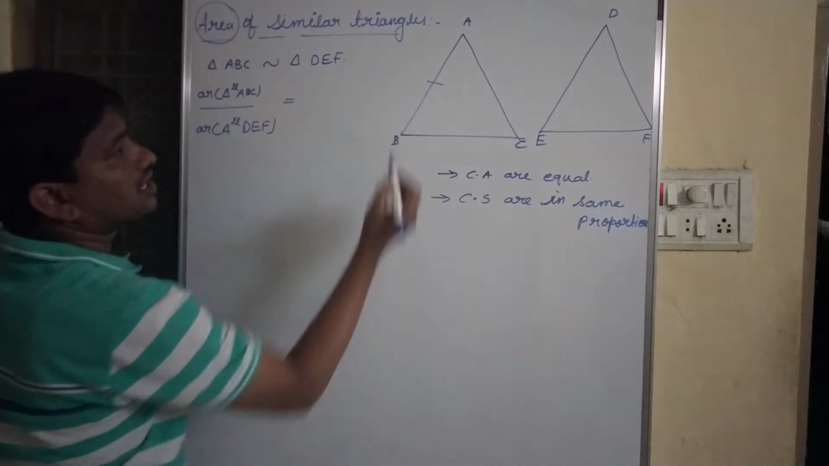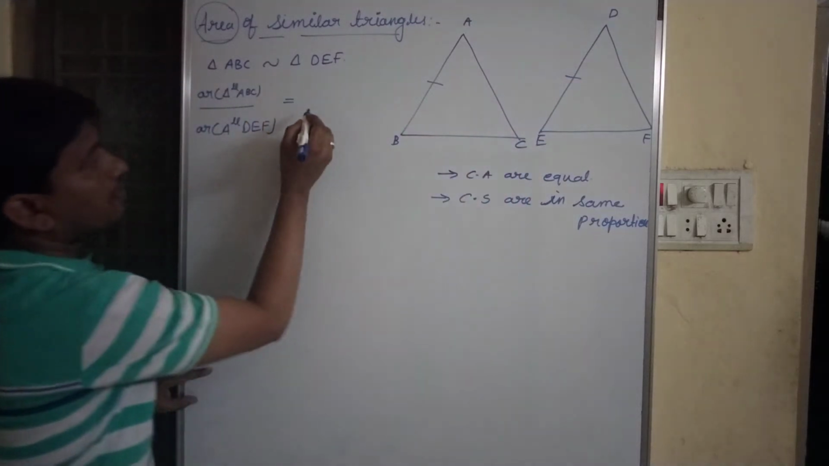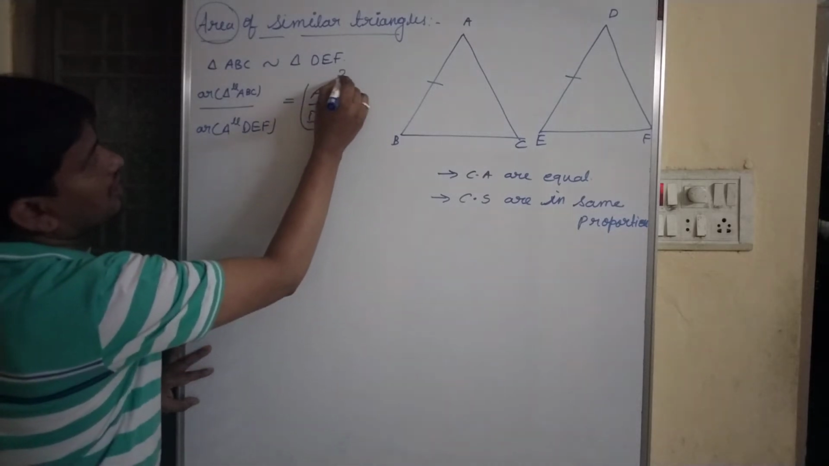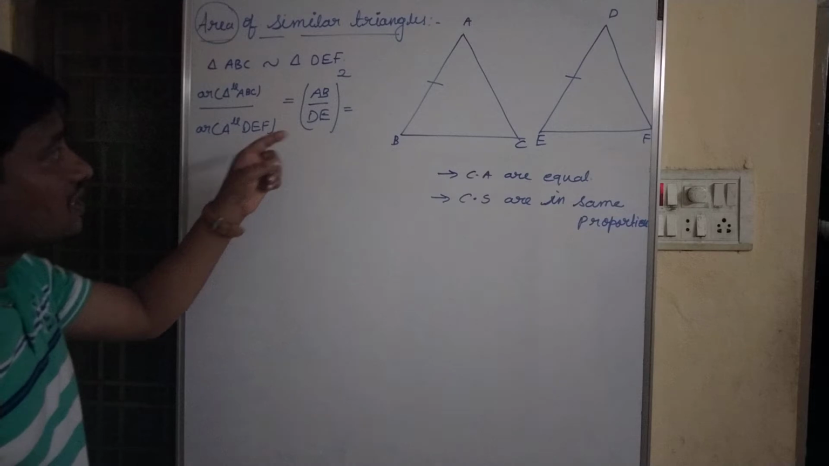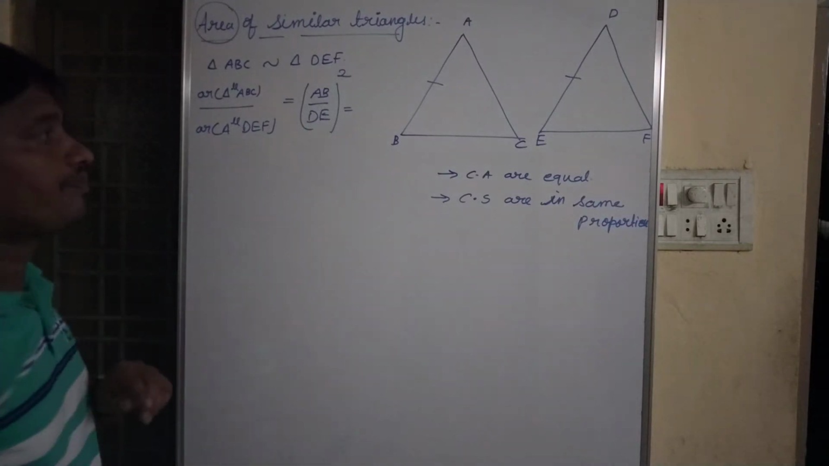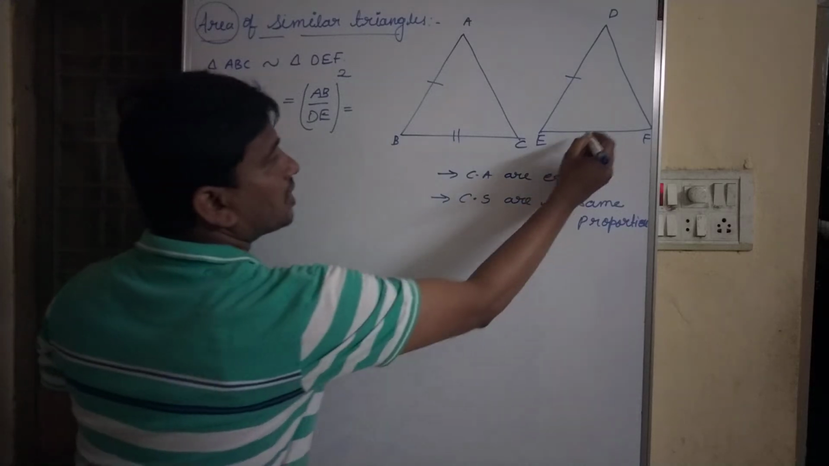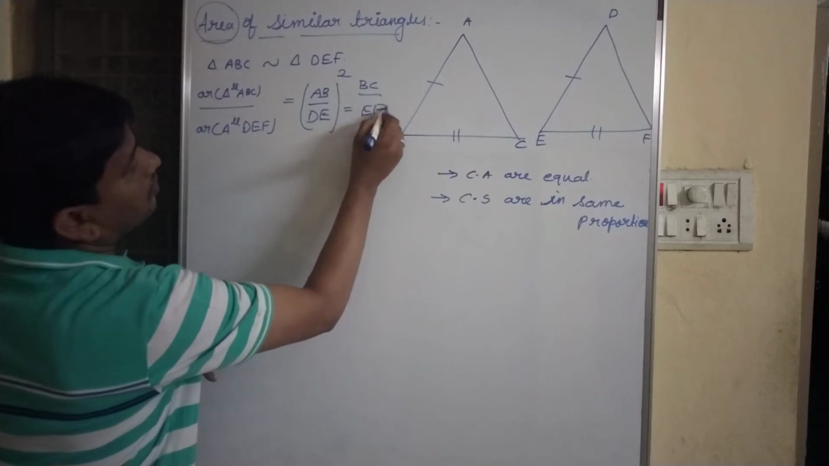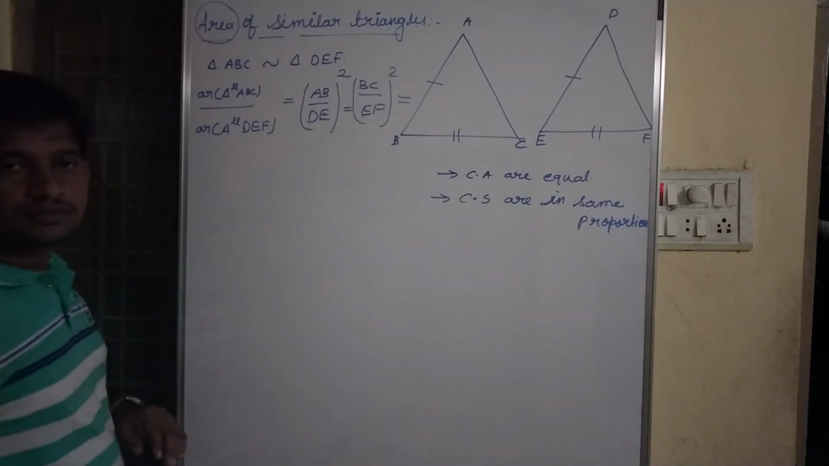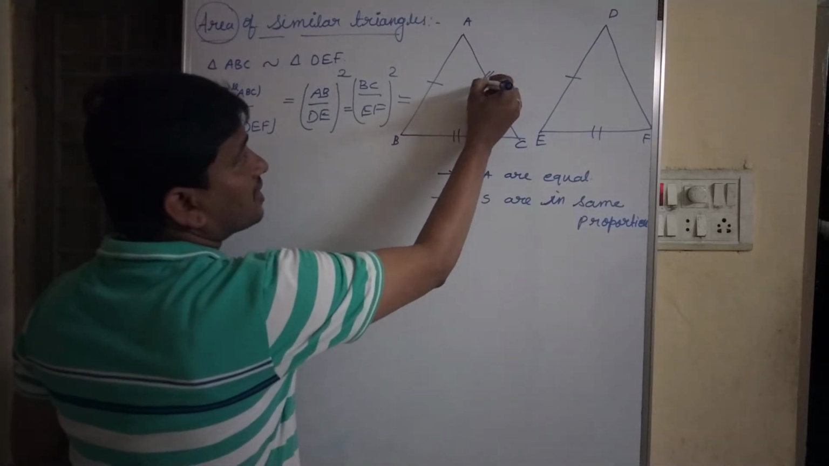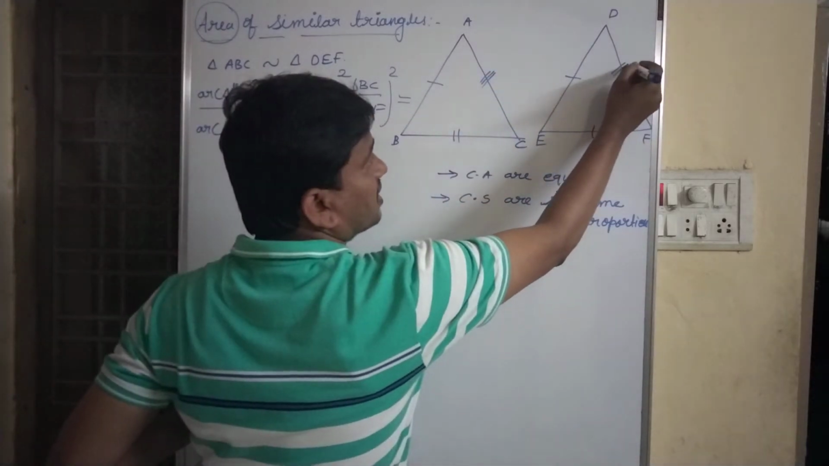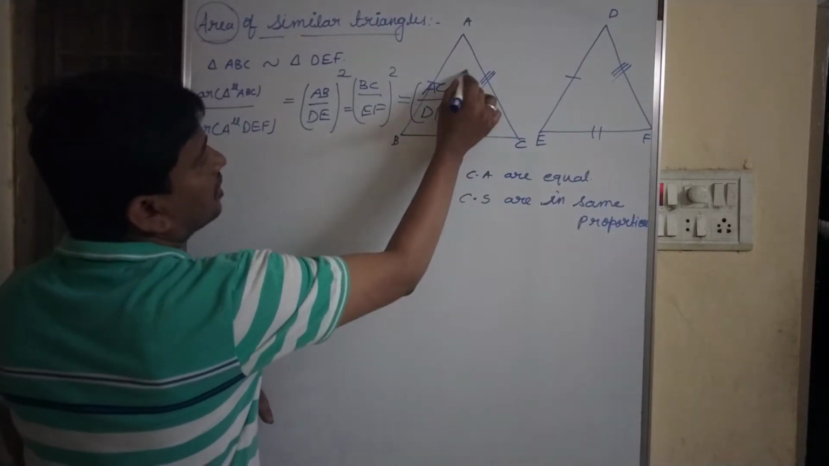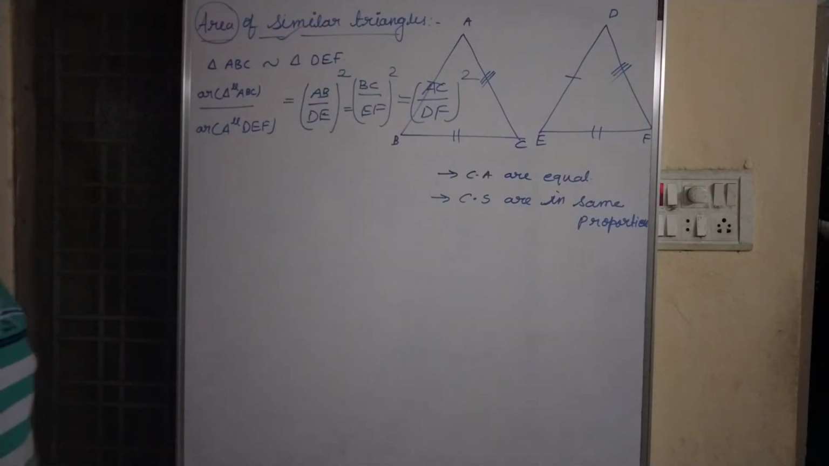What is the corresponding side of AB? Corresponding side of AB is DE. I mean AB by DE whole square. Got my point? Squares of the ratios of their corresponding sides. Now what is the corresponding side of BC? Corresponding side of BC is EF, so BC by EF whole square, equal to, now what is the corresponding side of AC? The corresponding side of AC is DF. I can write as AC by DF whole square. So this is called the area of similar triangles theorem.